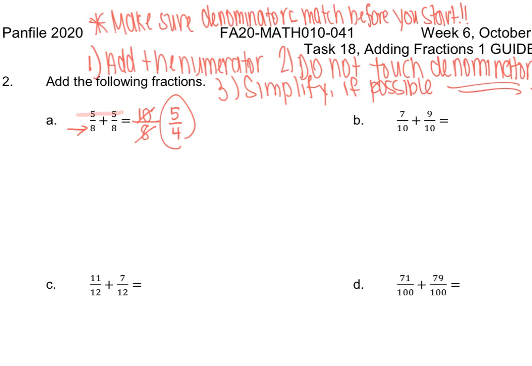And I'm done simplifying, and I'm done. Letter B. I check my denominators. They're both 10, so I'm good to go. I add my numerators, 9 plus 7 or 7 plus 9. I get 16. I leave my denominator alone, 10. They're both even. I cut them both in half. I get 8 over 5, and I'm done.